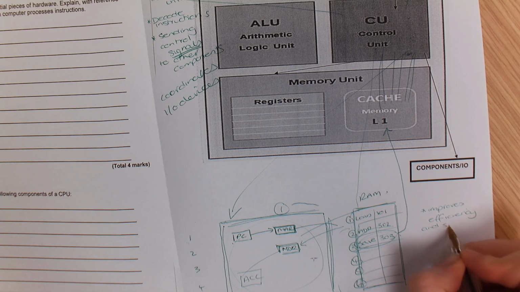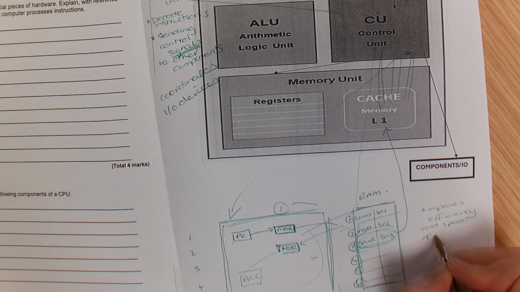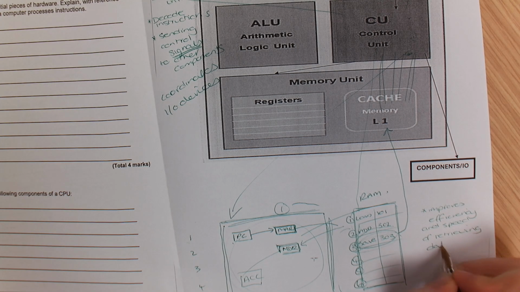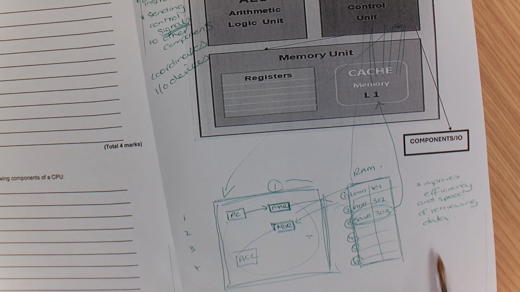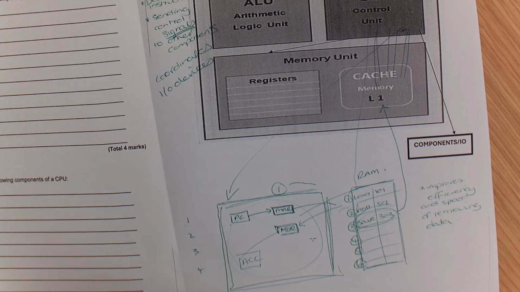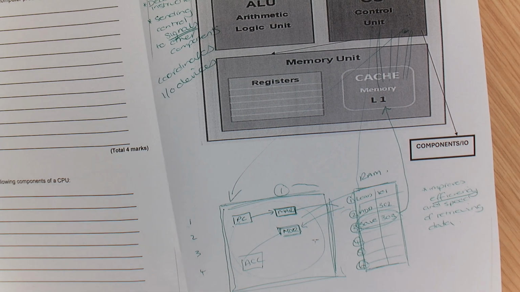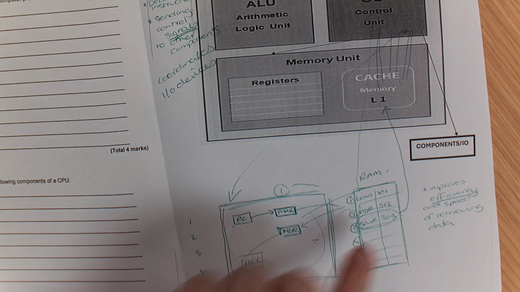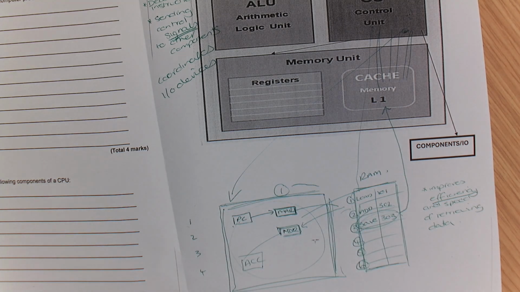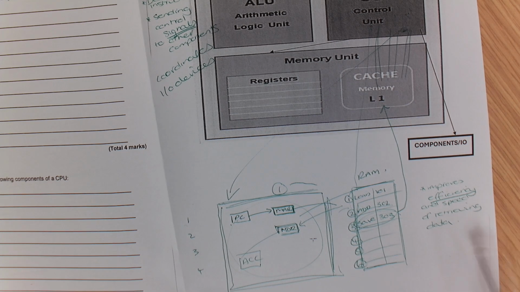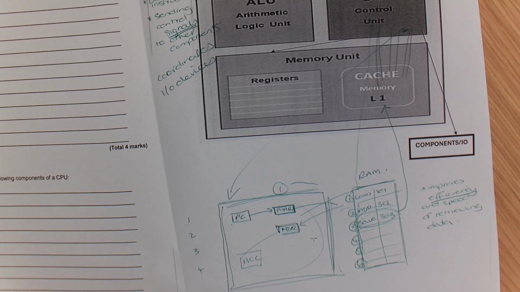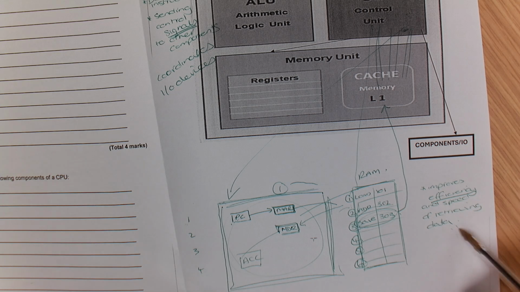And speed of retrieving data. Notice there, I've not stopped at efficiency. That is a common exam error. People saying it makes things more efficient. How? I need to know. The so what factor. So, improves efficiency and speed of retrieving data. That's what it means by efficiency, the speed it's retrieving data.